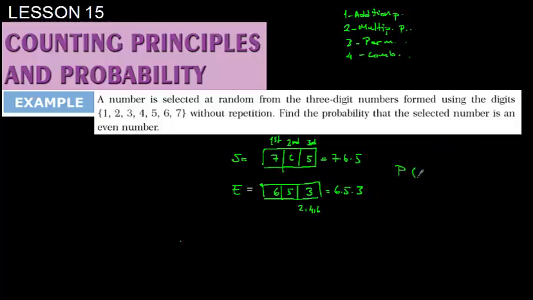When we check the probability of the event, the number of elements in the event, which is 6 times 5 times 3, over the number of elements in the sample space, it's going to be 7 times 6 times 5. So 6 and 5, as you see here, we can simplify. The answer is going to be 3 over 7.